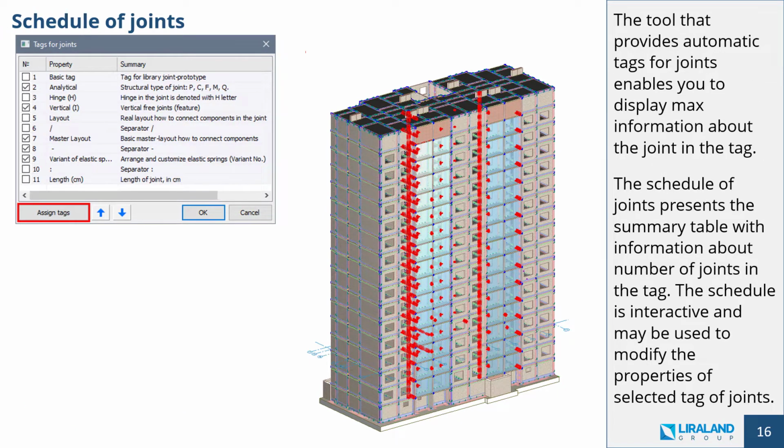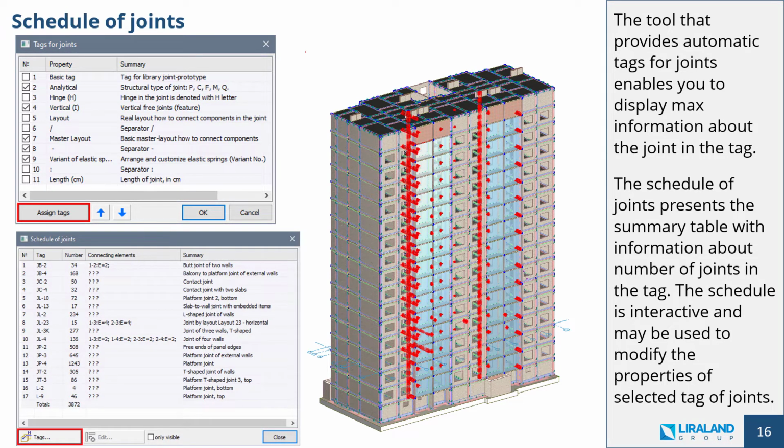The tool that provides automatic tags for joints enables you to display maximum information about the joint in the tag. For example, joint orientation, scheme of connecting of panels, number of embedded items, and so on. The schedule of joints presents a summary table with information about the number of joints in the tag. The schedule is interactive and may be used to modify the properties of a selected tag of joints.